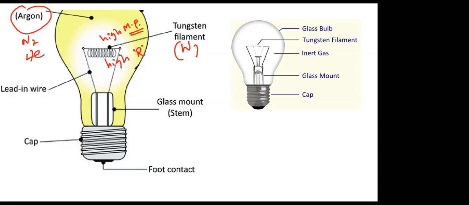If they fill normal air inside, what happens? The filament gets burned. Atmospheric air contains oxygen. Oxygen reacts with the filament at high temperature and the filament gets burned, so it must be airtight. If air enters into this, definitely the tungsten filament gets burned. Right? So that is very, very important. Plus, the other most important thing, this inert gas. The inert gas is important for the tungsten filament.